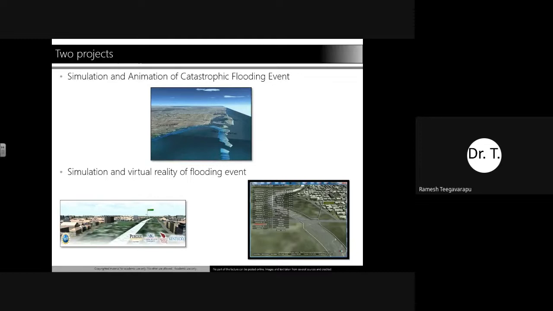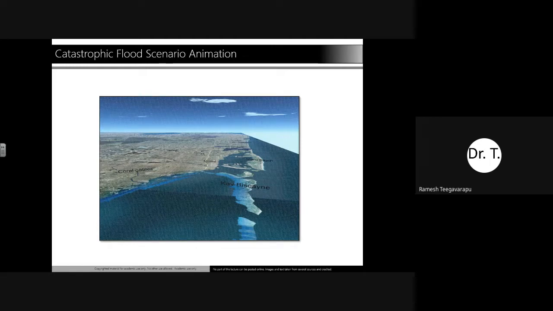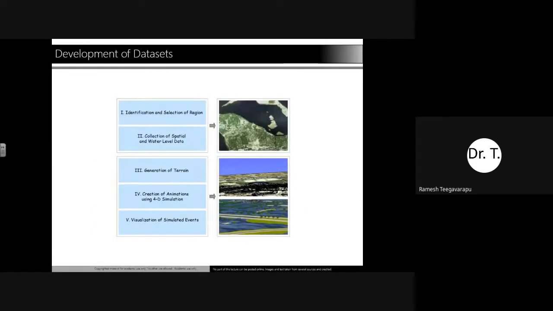So there are 2 projects. One I'm going to quickly go through, and the other one I can demonstrate. The first one is the simulation and animation of a catastrophic flood event. The other one is simulation and virtual reality of a flood event. This is a small pilot project we have done. We collected all the data, both topographic data and all kinds of structures data, canal data, and then the simulation results from a big regional simulation model which gives us the inundation depths of water at different places. That means the amount of water that will be occupied at any given time.